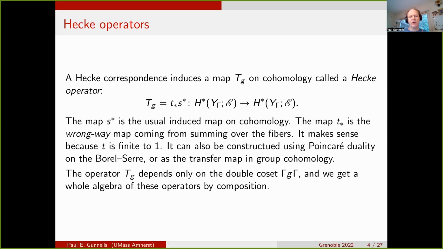Okay, so this operator only depends on the double coset, so whatever G looks like in its double coset, and by composing these, we get this whole algebra, this huge algebra of operators acting. Okay, and so in fact, this is where we're using something special about gamma being arithmetic. So if we go back here.